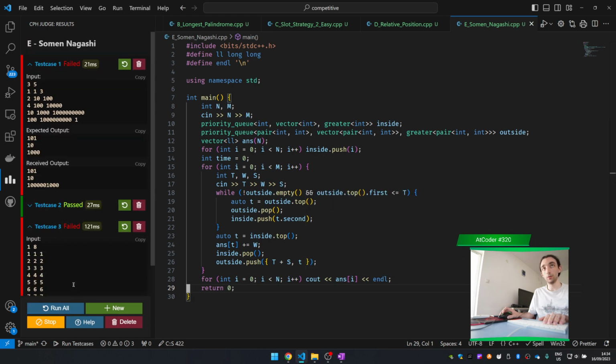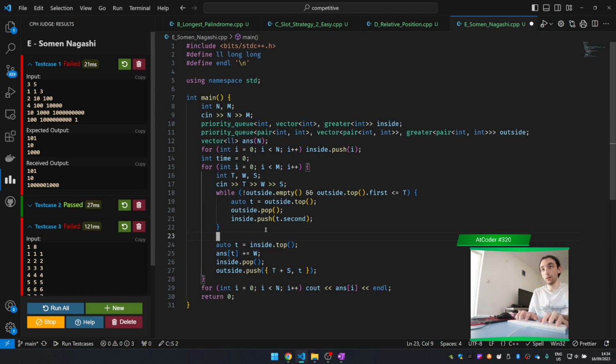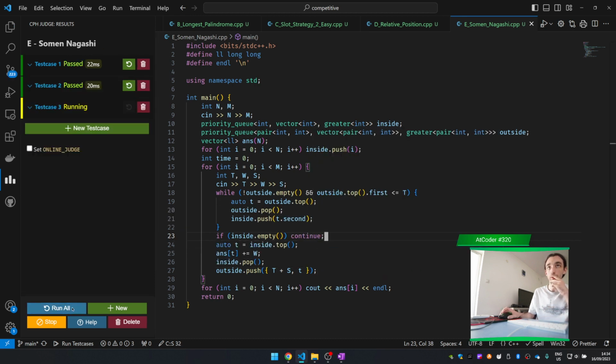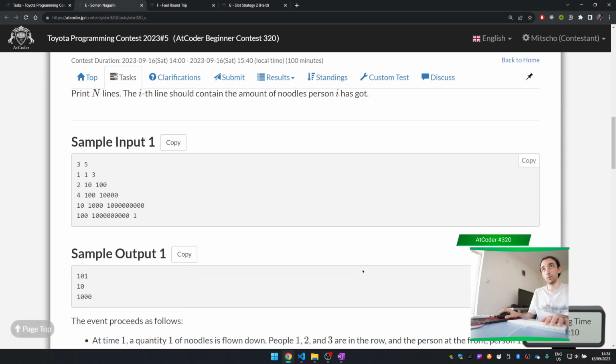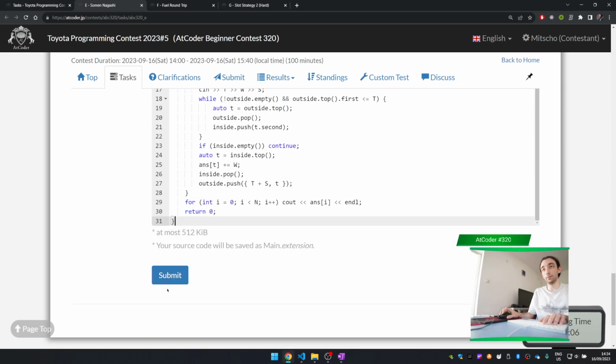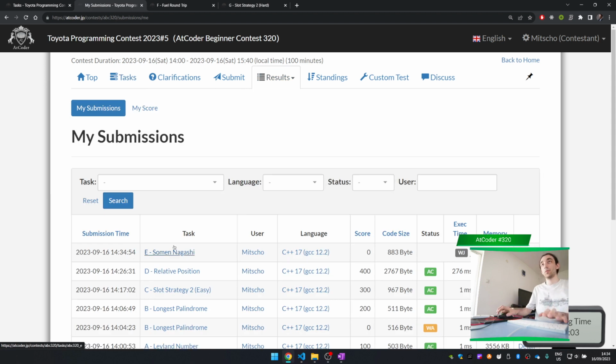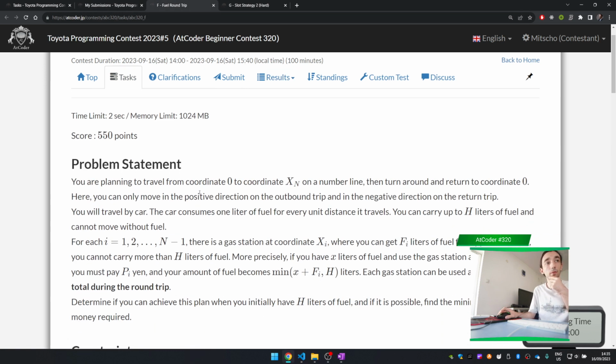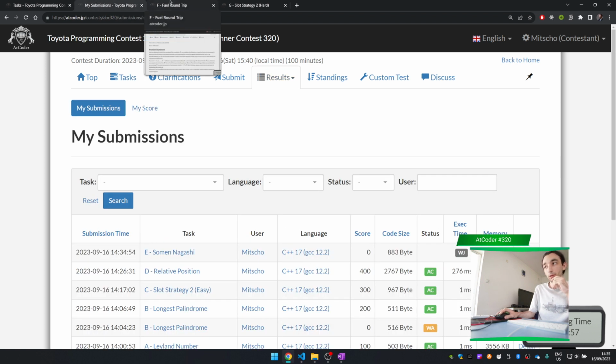Wait, what? Oh, there could be 0 persons inside the queue, right? So if inside is empty, then I want to continue here now. Yeah. Okay, this makes sense. Okay, this will be accepted, I think.